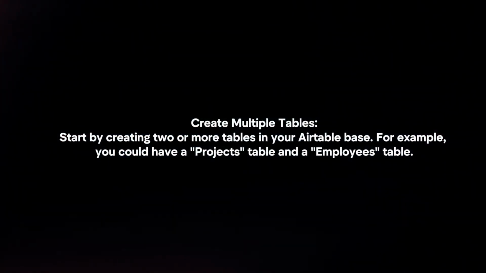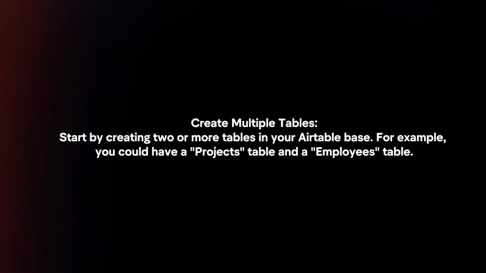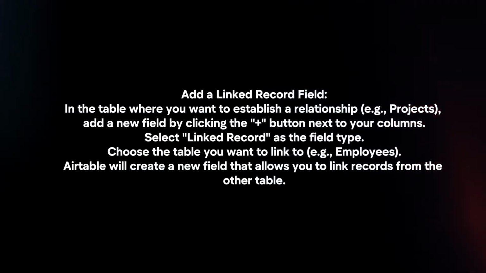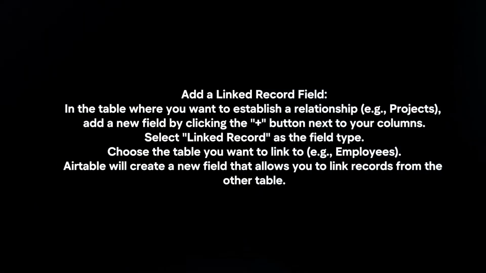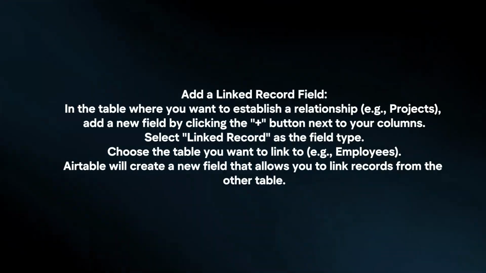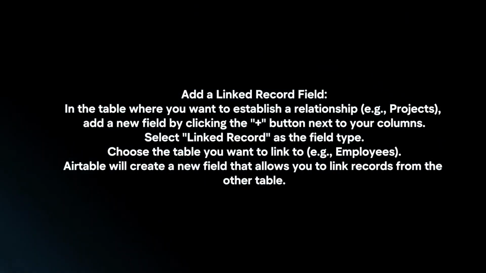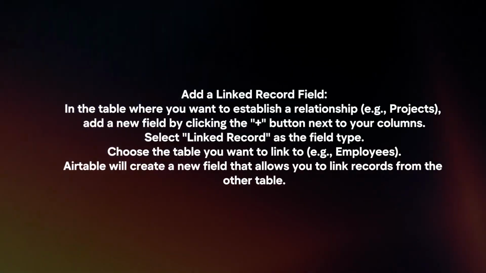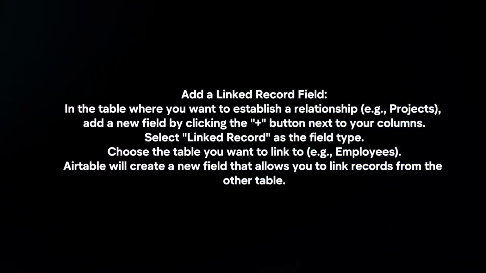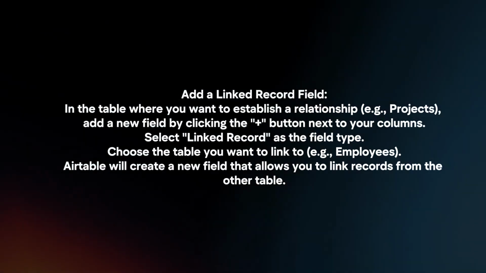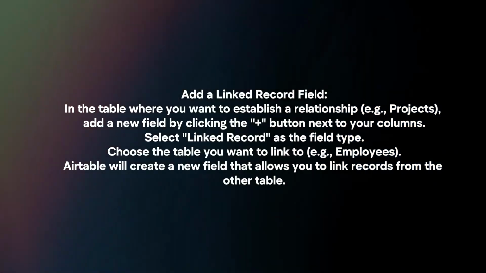For example, you could have a projects table and an employees table. Add a linked record field. In the table where you want to establish a relationship, add a new field by clicking the plus button next to your columns. Select linked record as the field type. Choose the table you want to link to. Airtable will create a new field that allows you to link records from the other table.